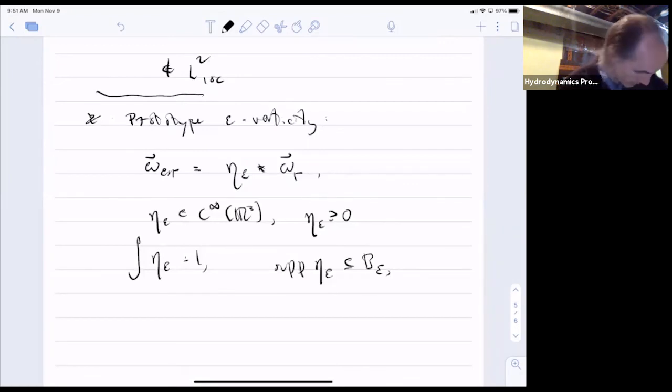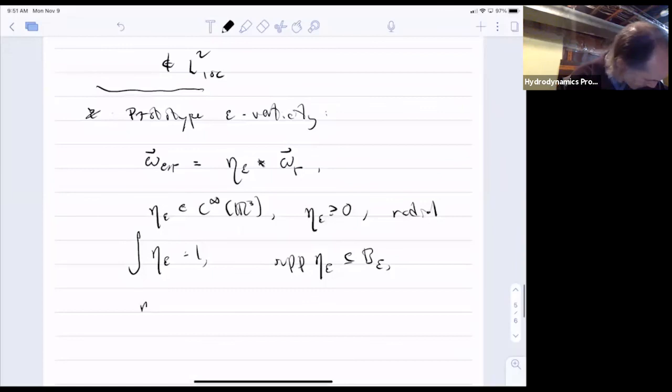And I want it to be radial. So I'll just take my singular vorticity and regularize it in the nicest way I can. And I may as well assume that, if I want, the gradient is bounded by a constant over epsilon to the fourth, etc.